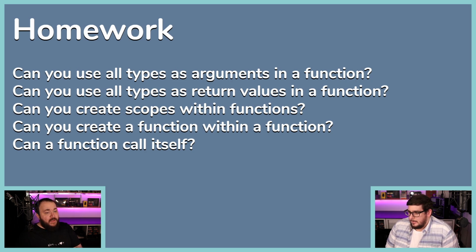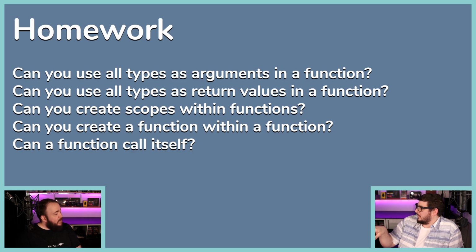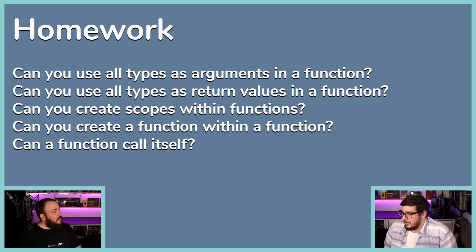So can you use all types as arguments in a function? All the fundamental types we've been talking about. Arguments is what's in the brackets. Can you use all the types as return values? That's the first one in a function. Can you return a bool? Can you return a char? Can you return a float, etc.? Can you return a void?